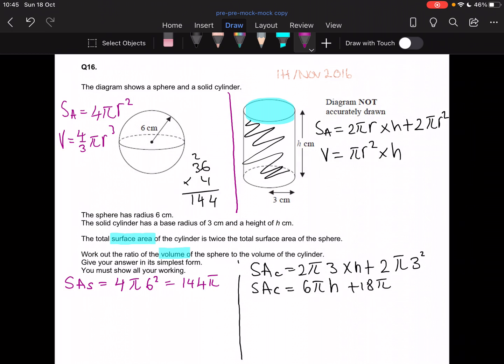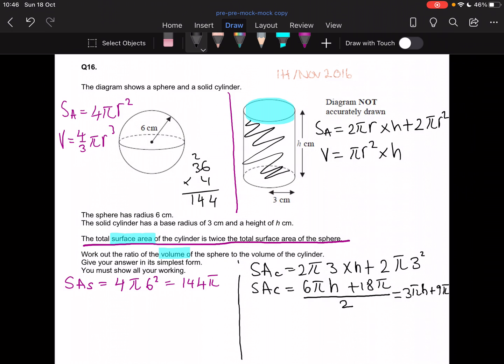Okay, so these are the surface areas of all these things, but it says the total surface area of the cylinder is twice the total surface area of the sphere. So if I halve the surface area of my cylinder, I'm going to get the surface area of the sphere. So I divide everything by 2. 6 divided by 2 is 3, so 3 pi h, plus 18 divided by 2 is 9, so that's 9 pi. I now have to set up an equation.